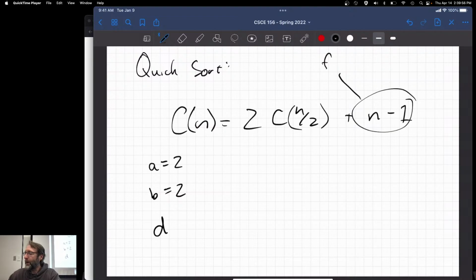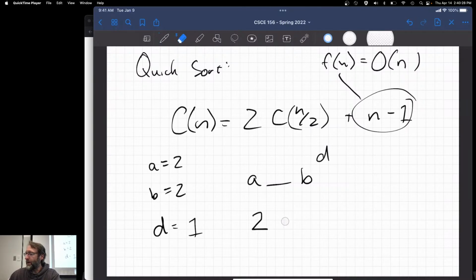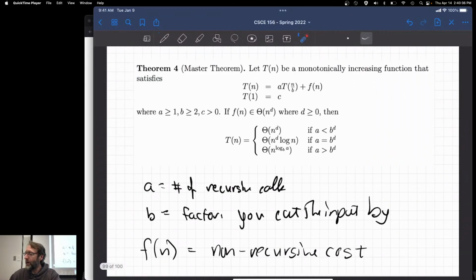This function right here, f of n, give me an asymptotic characterization of it. It's order what? Certainly it's order n squared, right? That's true, but that's not as helpful. What's more true? N. It's just a linear function. And so consequently d is what? What is the exponent that's hanging implicitly up here? 1. So a versus b to the d. 2 is what of 2 to the first? They are equal. That gives me case 2 of the master theorem, which was what again?